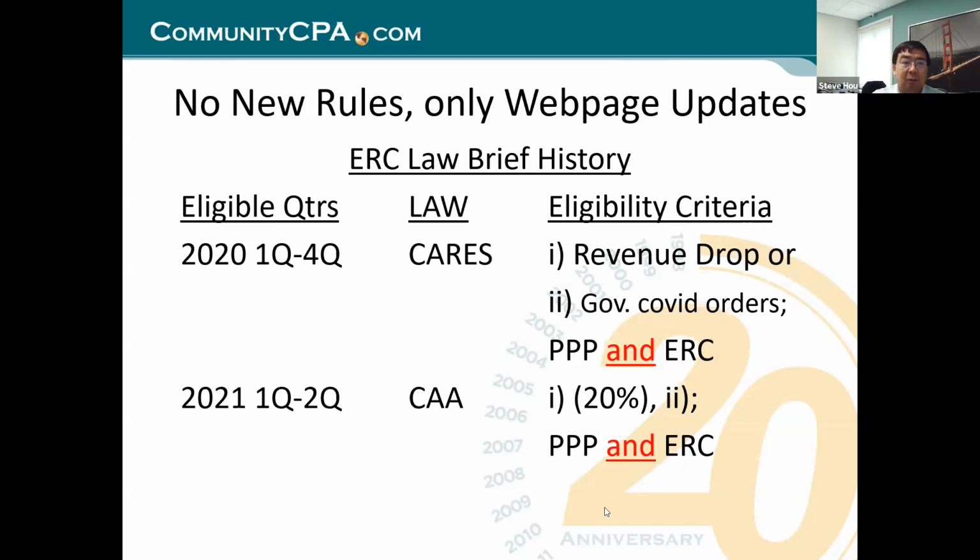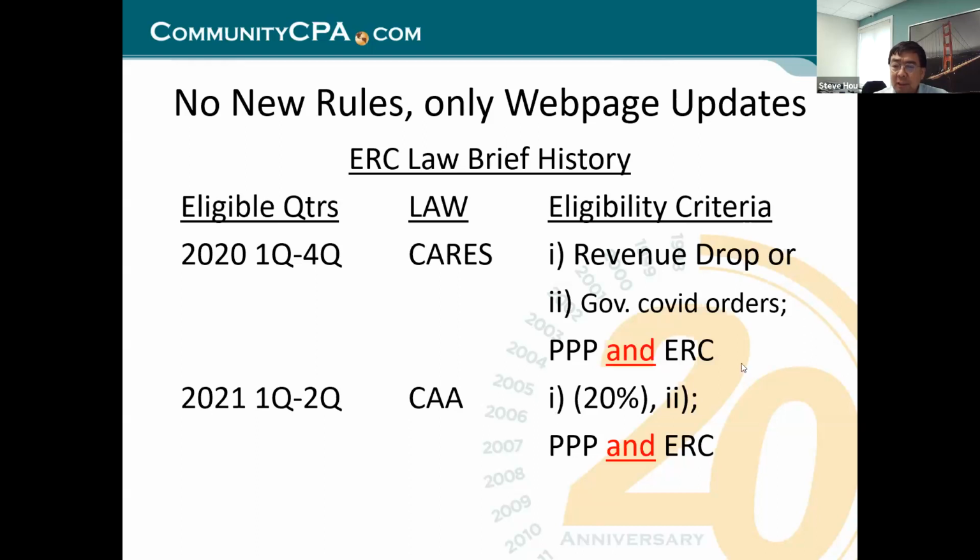You just cannot double count the same wages. If you can split some wages accounted for PPP, and you have leftover wages, then you can use the leftover wages to claim the ERC, as long as you are eligible. ERC is not automatic, so you do have to meet the criteria. And again, it's the same 2 criteria: the revenue drop or government COVID orders.